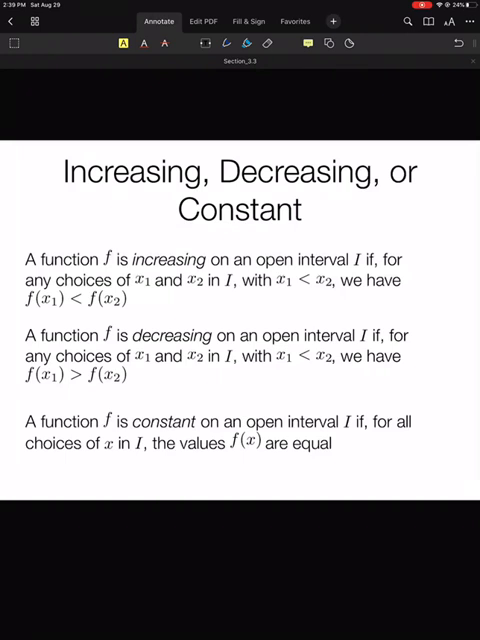Okay, so that's the first one. The second definition is a function f is decreasing on an open interval I, if for any choices of x1 and x2 in I, with x1 being less than x2, we have that the function at x1 is greater than the function at x2. A function is constant in an open interval I if for all choices of x in that interval, the values of the function f of x are equal. Again, very technical definitions, and they're there for a reason, because there are some weird cases.